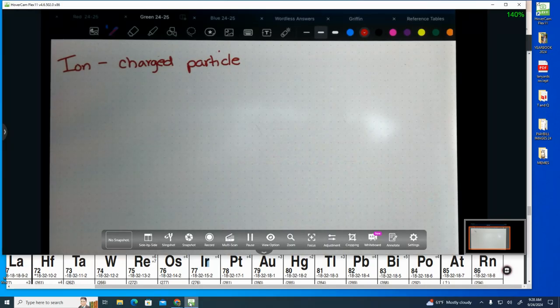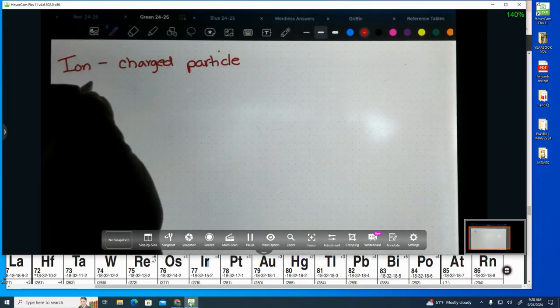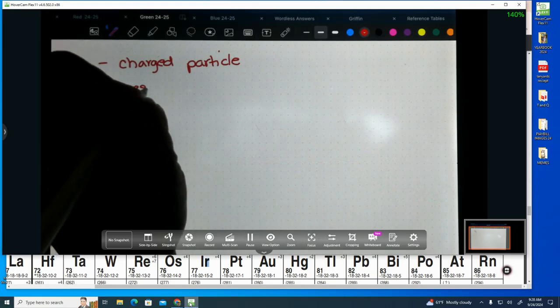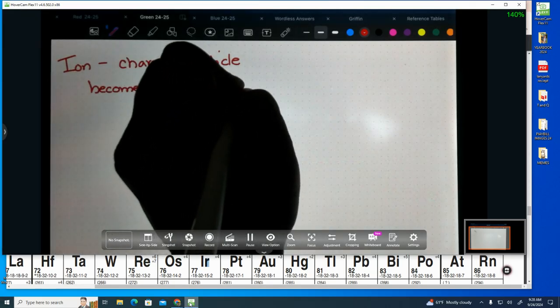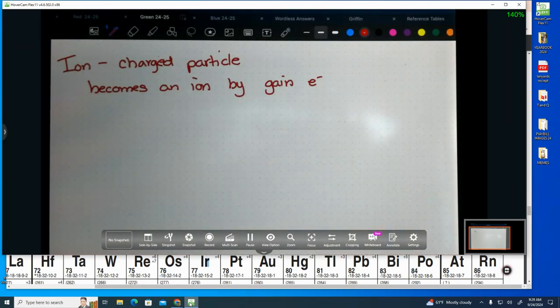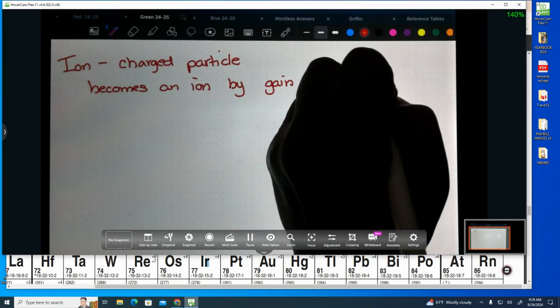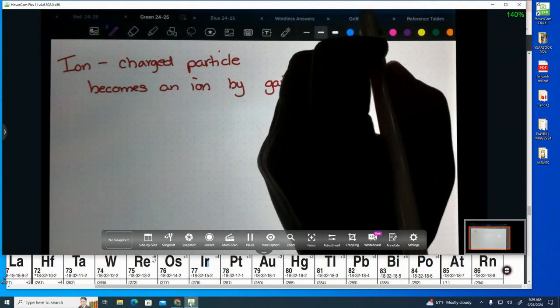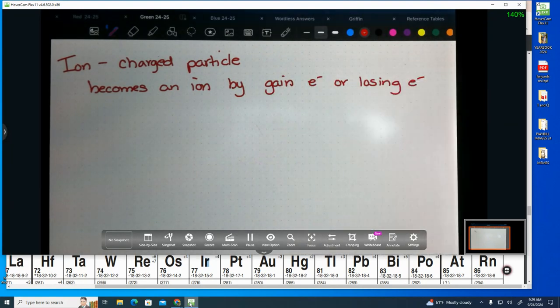It can steal electrons. It can gain electrons from somewhere else, so it becomes an ion by gaining electrons, or, which I didn't draw yet, losing electrons, because if somebody's gaining them, somebody else has to be losing them, right? The one that they stole them from. That's how you become an ion. You either get more electrons or you're losing electrons. I'm going to draw the one for losing them in a few minutes.